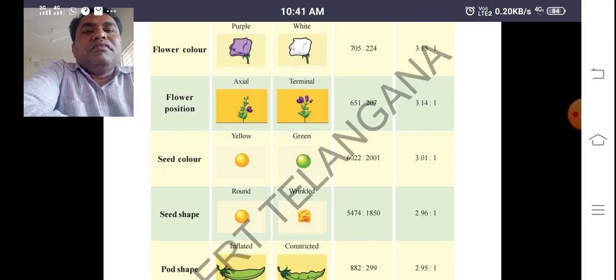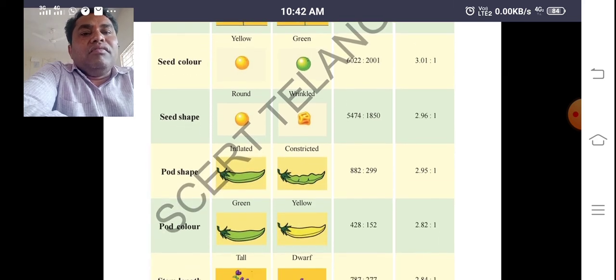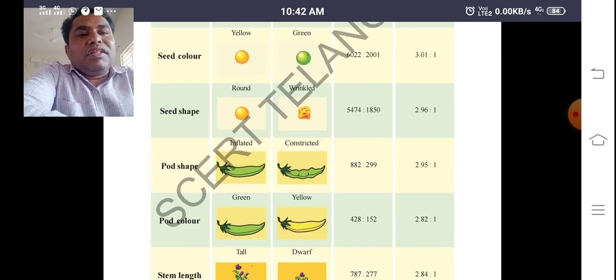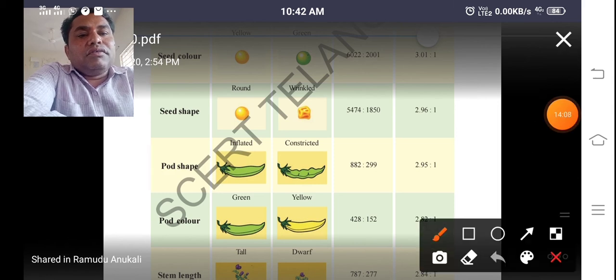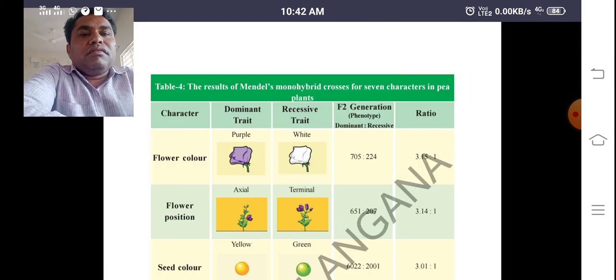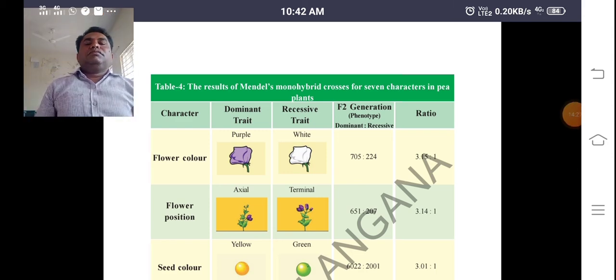So similarly flower position. సో ఇక్కడ మనకు ఏది డామినేట్గా ఉంది అంటే యాక్సియల్, అంటే ఫ్లవర్ మనకు లీఫ్కి మరియు స్టెమ్కి మధ్యలో ఉన్న ఫ్లవర్ మాత్రమే డామినేట్ ఉంది. అదేవిధంగా ఎల్లో కలర్డ్ సీడ్ డామినేట్ ఉంది, రౌండ్ సీడ్ డామినేట్ ఉంది, ఇన్ఫ్లేటెడ్ ఫ్రూట్ డామినేట్ ఉంది, గ్రీన్ కలర్ ఫ్రూట్ డామినేట్ ఉంది, తర్వాత టాల్ ఉన్నటువంటి ప్లాంట్ కూడా డామినేట్గా ఉంటుంది. కాబట్టి ఇక్కడ ఇచ్చినటువంటివి ఇవన్నీ కూడా డామినేట్ క్యారెక్టరిస్టిక్స్. సో రిమైనింగ్ next class we will discuss about continue of this chapter.